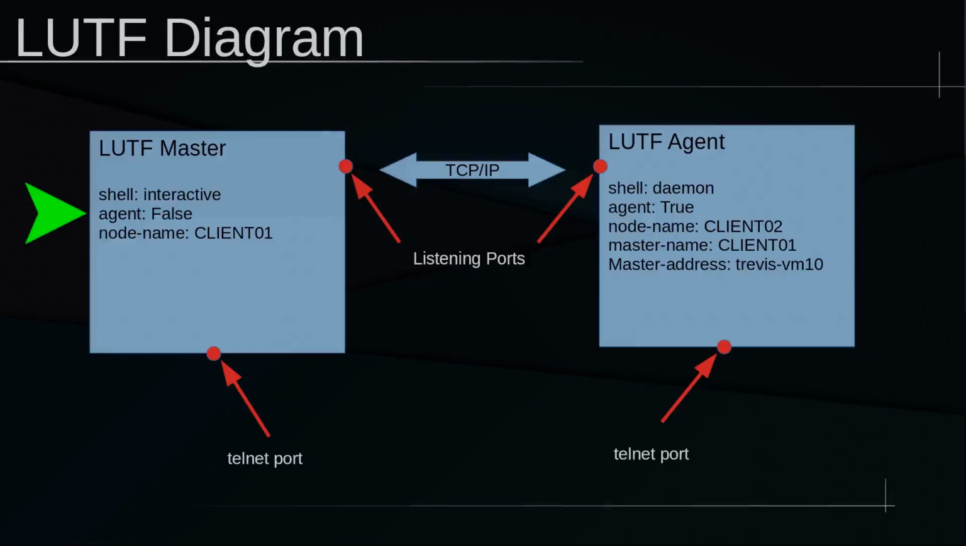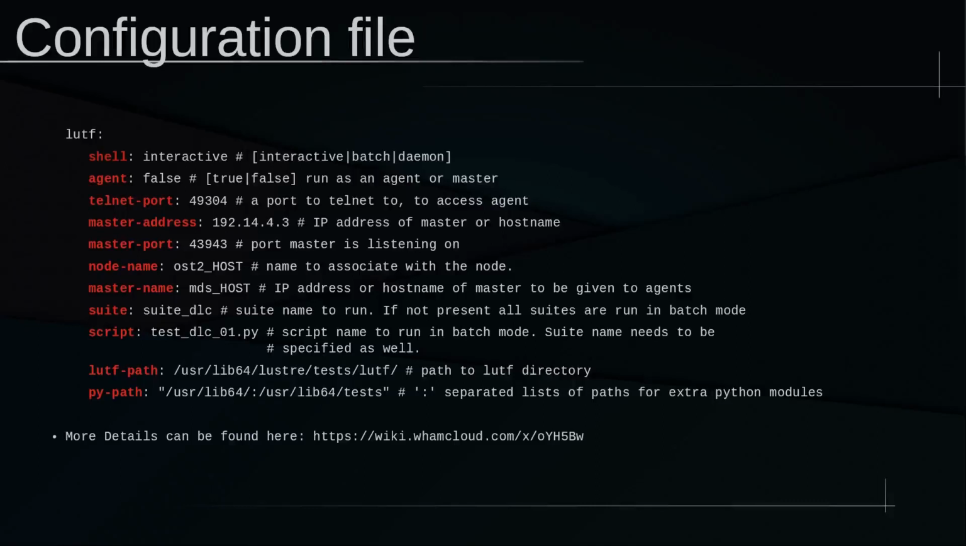The agent parameter tells the LUTF if it should run as a master or an agent. Node name specifies a symbolic name for the node. It can be any alphanumeric value. The LUTF agent will need to know the master's IP address or host name, which it will use to connect to the master. A symbolic name is also provided to associate with the master. The LUTF will require a port to listen on for incoming connections as well as a port to use for the telnet server. This is what the LUTF YAML configuration looks like.